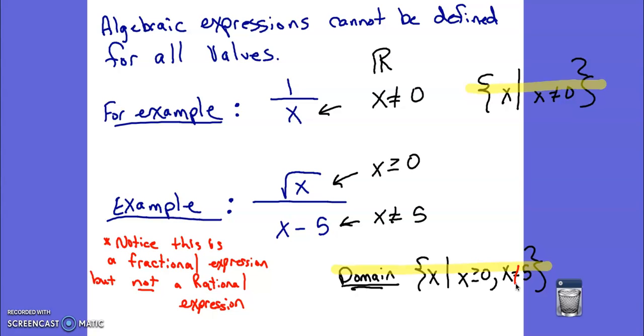So that's the domain. And by the way, I want you to notice this expression is a fractional expression, but it's not a rational expression because of this guy right here. That is not a polynomial.